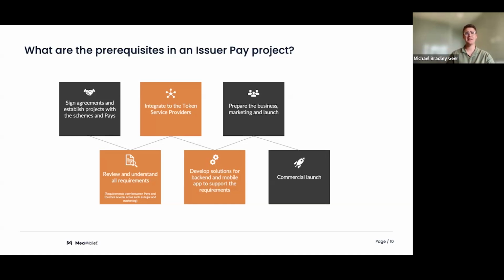The first one that we've seen is to sign agreements and to establish projects with the schemes and the pays. So depending on your scheme, whether you're Visa or MasterCard, it's important to approach both Visa and MasterCard and your key contacts and to initiate and open the tokenization project for both RTSP and of course for TRTSP or Issuer Pay.